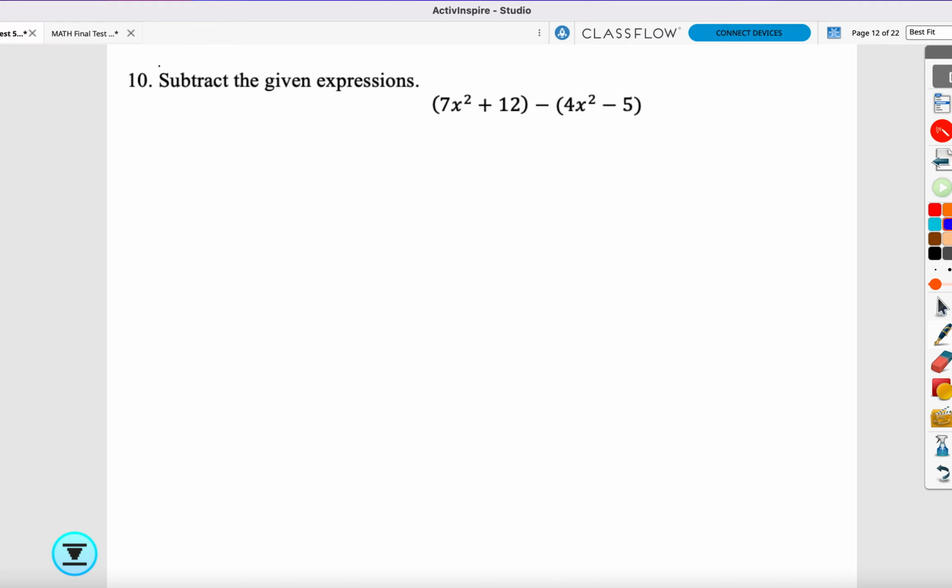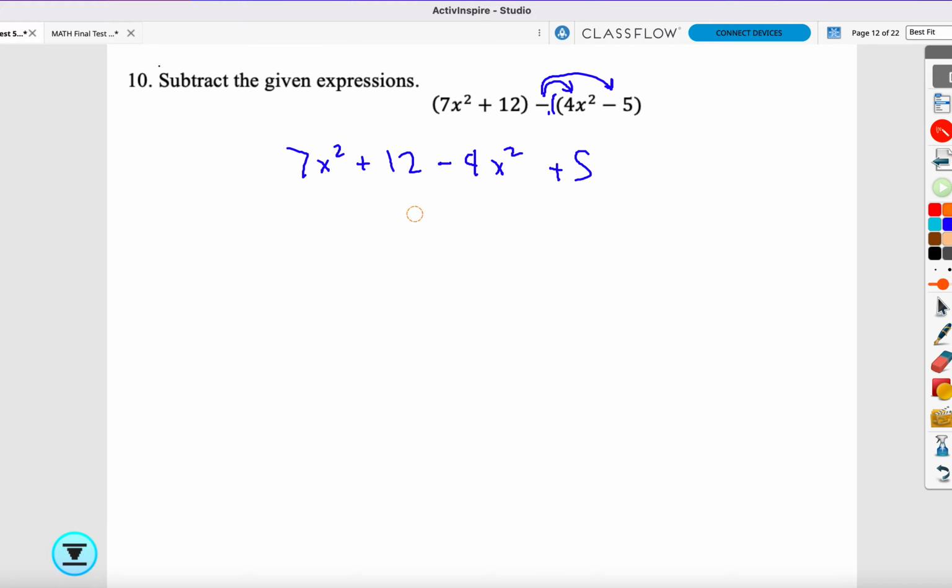Subtract the given expression. Now this one's a little trickier because you have to distribute the minus sign, because there's a negative 1 right here that we're going to distribute to all of this. So bring down the 7x squared plus 12 on its own. When you multiply by negative 1, the signs flip. So positive 4x squared becomes negative 4x squared. Negative 5 becomes a positive 5.